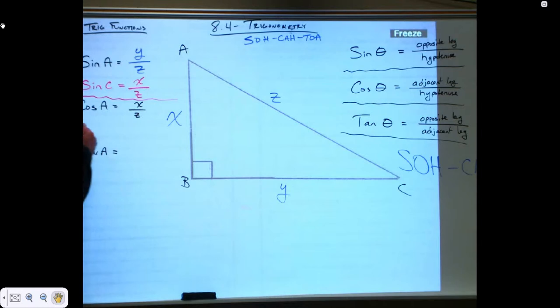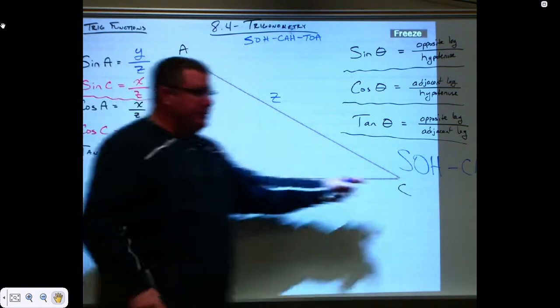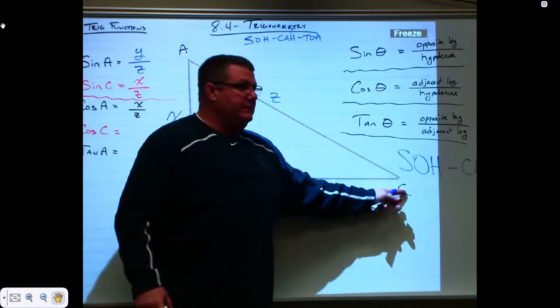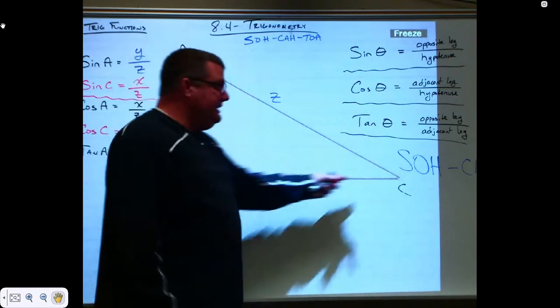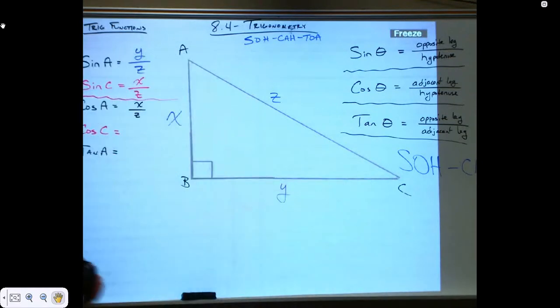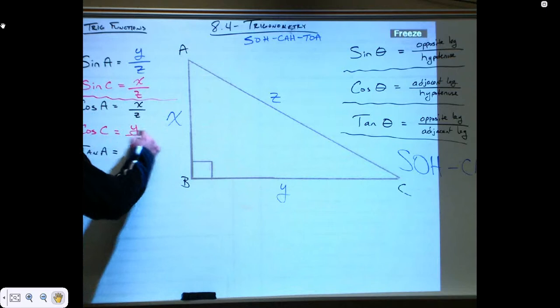Now let's find the cosine of C. What changes now? I'm talking from a different perspective, with respect to C. That's why knowing it's the cosine of an angle is so important. What is the adjacent leg to C? And what's still the hypotenuse? Z.